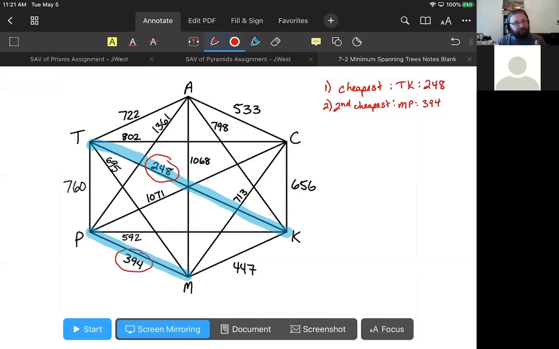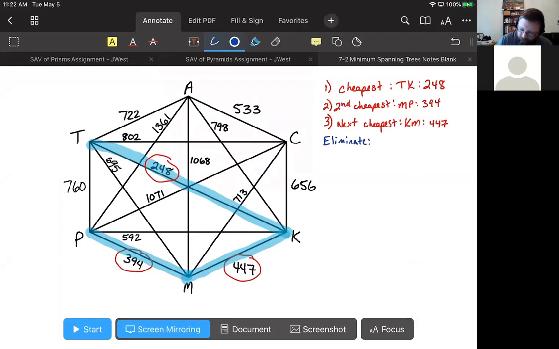Now, at this point, those 2 pieces are not connected, so there are no eliminations. We simply go to the next cheapest. I'm going to take my time this time and make sure I'm 100% correct in stating that KM is the next cheapest at 447. Now, those are now connected, so that allows us to eliminate some edges here.